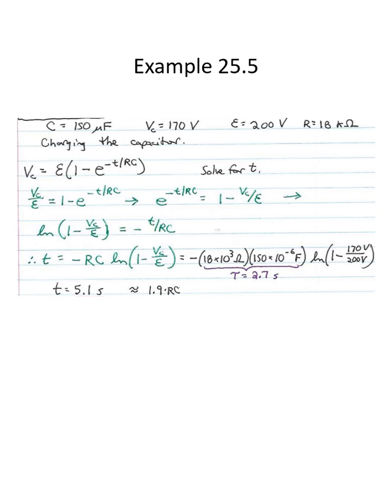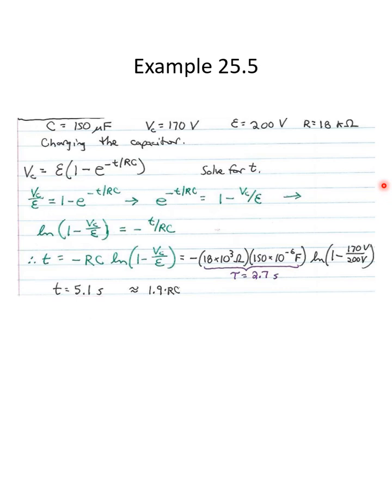Let's do example 25 in the book. It says a camera flash gets its energy from a 150 microfarad capacitor and requires 170 volts to fire. If the capacitor is charged by a 200 volt source through an 18 kilo ohm resistor, how long must the photographer wait between flashes? Assume the capacitor is fully discharged with each flash.